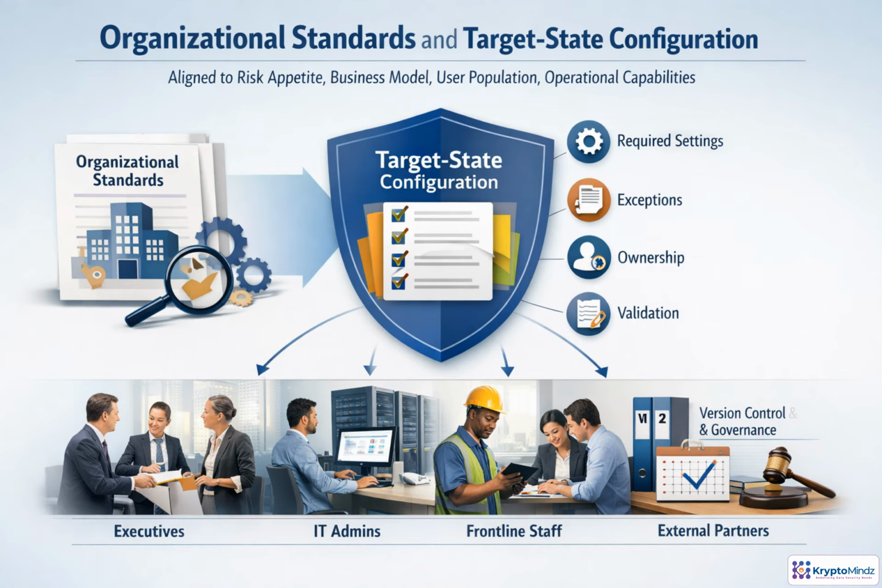To be usable, a baseline has to translate guidance into your organization's standard. What must be configured, which exceptions are approved, who owns each control, and how compliance is validated. That target state should reflect real context. Executives, administrators, frontline staff, and external collaborators may need different controls because their access, devices, and workflows differ. Document those differences intentionally instead of handling them as one-off decisions.